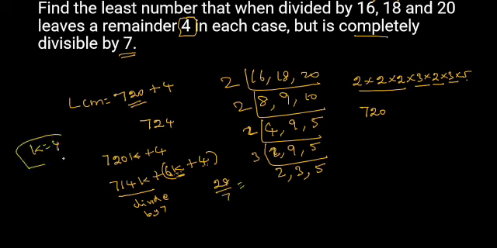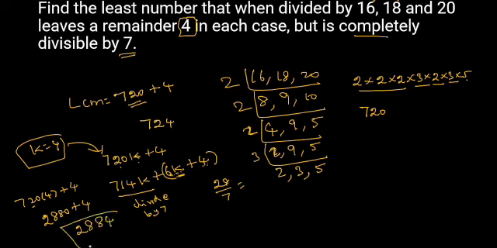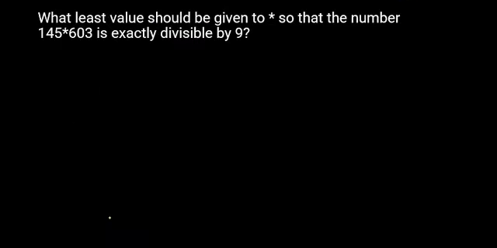So what is the K value? K value is 4. Now you substitute this K value 4 inside this equation. So 720 into 4 plus 4. 720 into 4 is actually 2880, plus 4 is equivalent to 2884. 2884 is the right number for this. Okay, I will go for the next one.